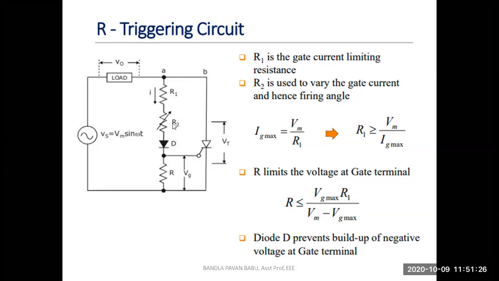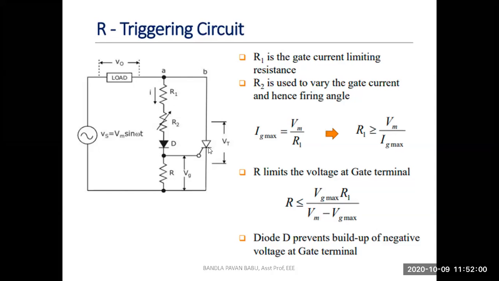So when we are going to adjust this variable resistor R2, the gate current is going to change, I mean, it is going to vary. Because of the increase in the gate current, this switch will come to the turn on stage, because this method is also nothing but gate triggering. So there we are allowing the small gate current.